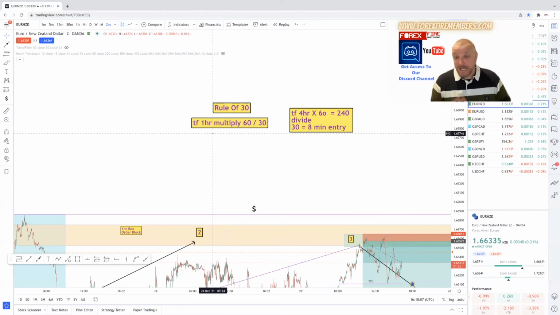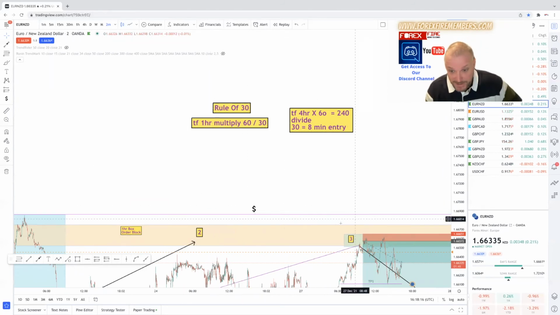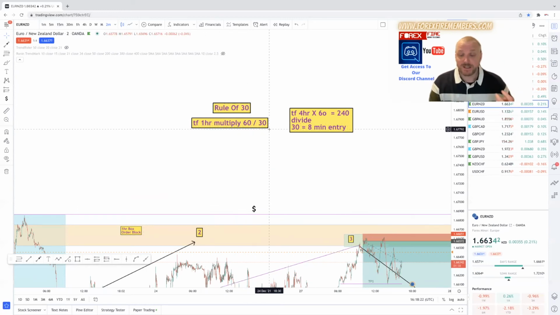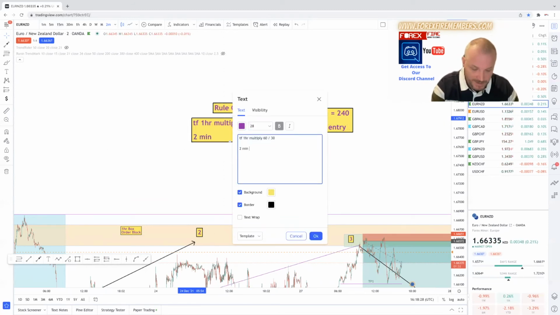Once you get the touch for box number 3, this is when we start looking at the rule of 30. And the calculation, just to read through it for you guys, is if you're on the 1 hour time frame, which is what I ended this one on, the 1 hour is times by 60. It's obviously just going to be 60 divided by the 30. This is going to give you a 2-minute entry. So you're looking at the 2-minute entry on the chart.